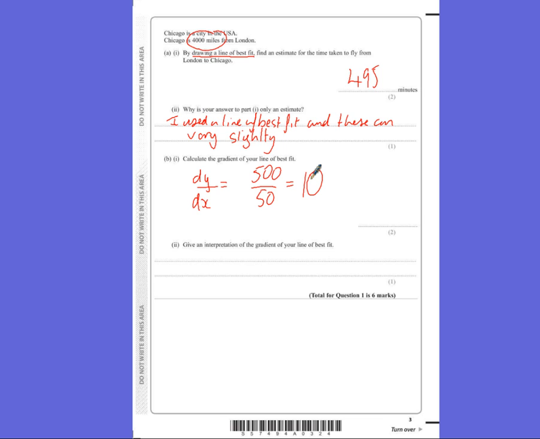It says give an interpretation of the gradient of your line of best fit. Well, the y-axis was the distance and the x-axis was the time. And we know that distance divided by time equals speed, so it's the speed of the aircraft. So the gradient is the speed of the aircraft. In this case, it's in miles per minute, but just the fact that it's speed is absolutely fine.